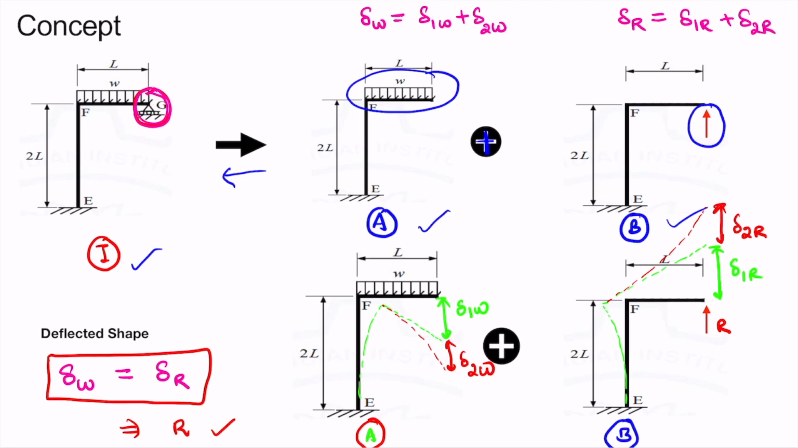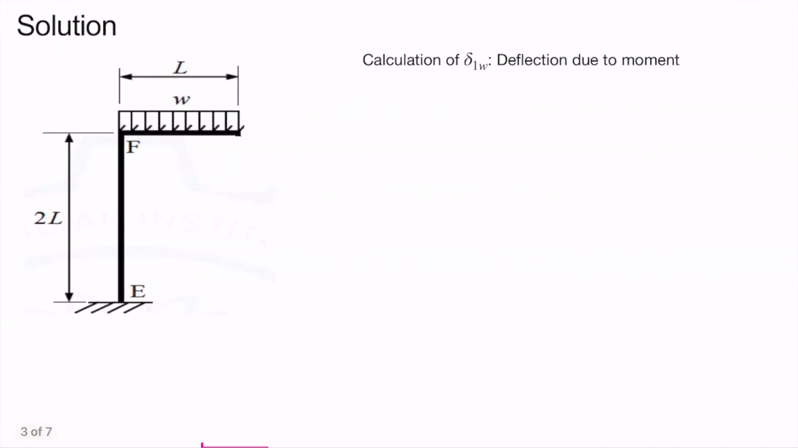Let's calculate the value of all the parameters one by one. First, I am going to calculate the value of delta 1W. For this, I'll make the deflected shape again for structure 1. It will go like this. Since it has to maintain the 90-degree angle, it will be like this. So we need to calculate this value of delta 1W. Let's say this angle is theta. Therefore, this angle will also be theta. Hence, the value of delta 1W will be equal to theta multiplied by this length L.